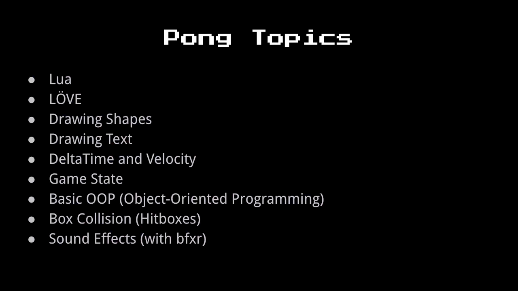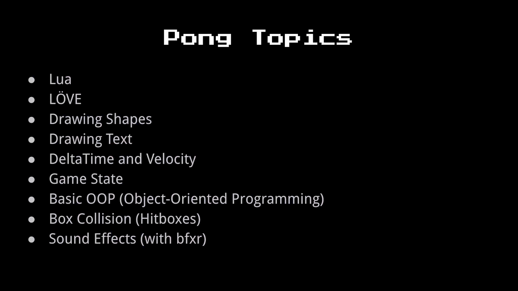We'll look at what delta time means, what velocity means. These two things are very important when you have games that have things moving around on the screen. We'll look at game state, whether we're serving the ball, whether somebody has scored 10 points and it's game over, whether it's the very start of the game. Those are all game states. We'll take a look at how to transition between them.